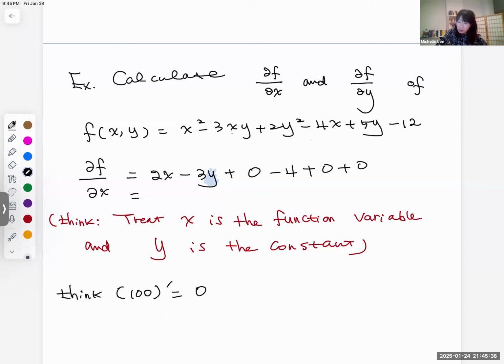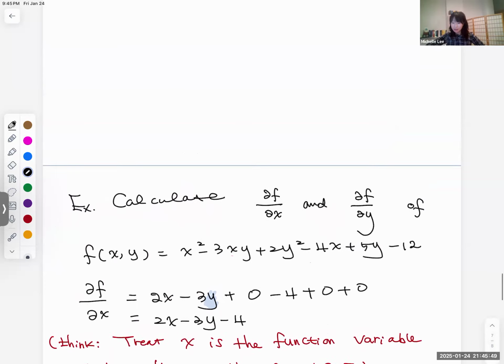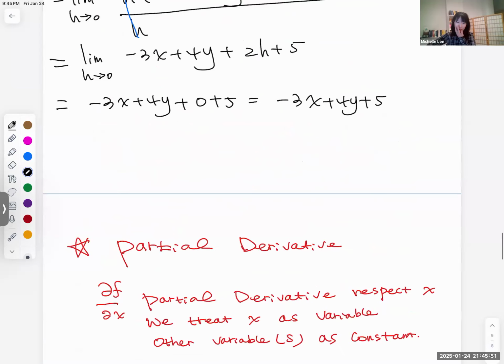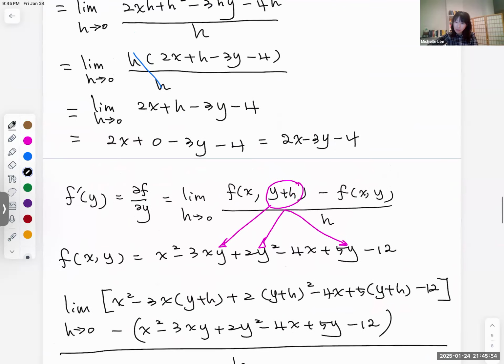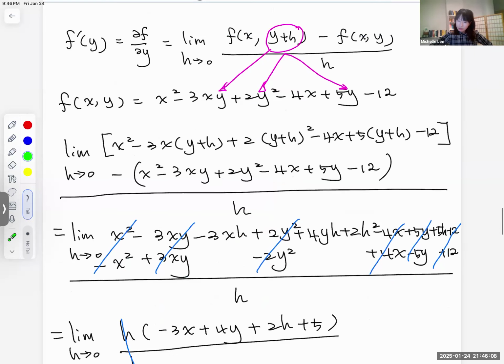So that will be 2x minus 3y minus 4. Do we get the same answer? Check it out. Let's check. Yeah, we get the same answer. 2x minus 3y minus 4. Okay, so we don't want to do that with respect to y, because we found it's the same answer. Okay, let's do another example then.